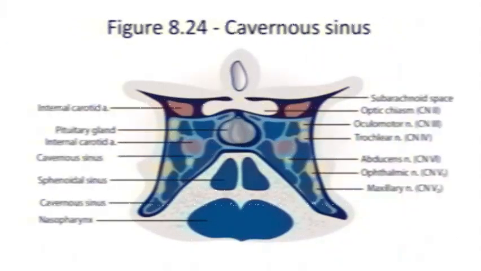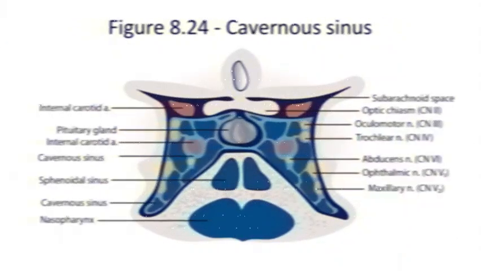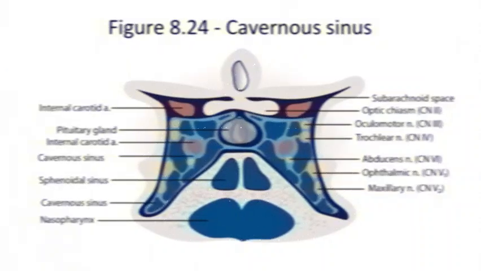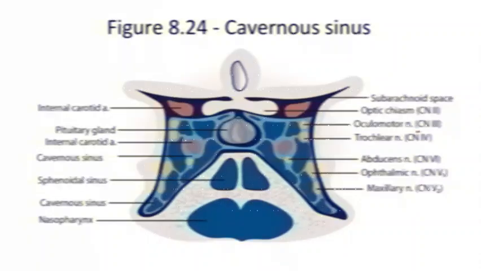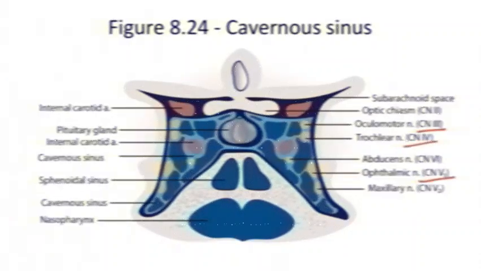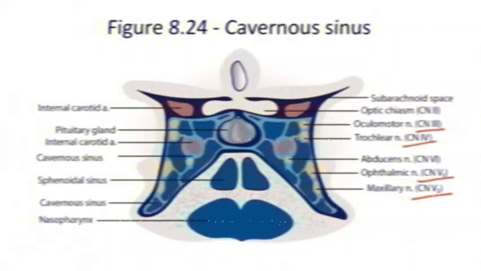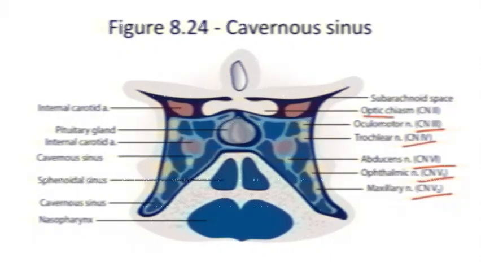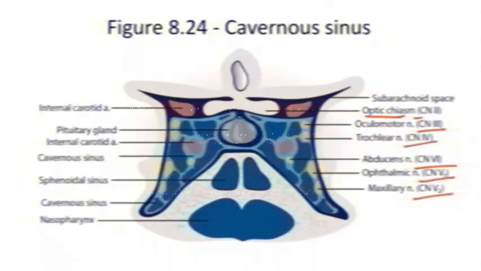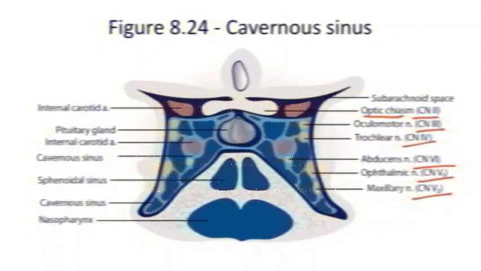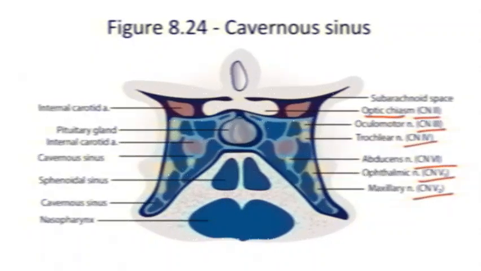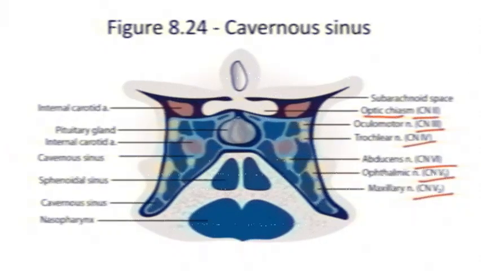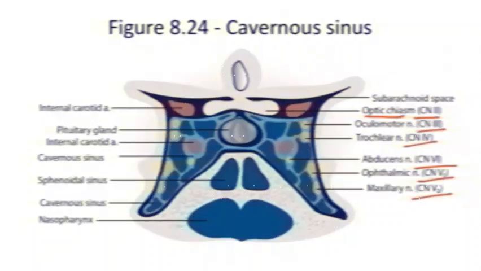This is figure 8.24, which shows a coronal view of the cavernous sinus. For step 1, you need to know which cranial nerves pass through the cavernous sinus. As we can see from this image, cranial nerves 3, 4, part of 5, so V1 and V2, as well as cranial nerve 6, all traverse the cavernous sinus. We can also see the optic chiasm right here, which is part of cranial nerve 2, and that is directly above the cavernous sinus. If you were to see an unlabeled picture similar to this, you'd be expected to know where each cranial nerve is, so take some time to memorize this image.